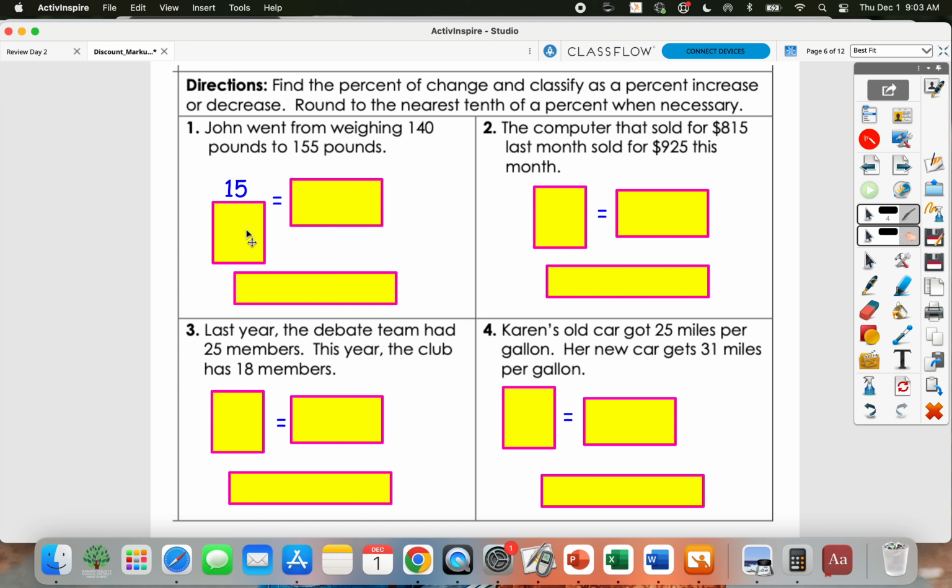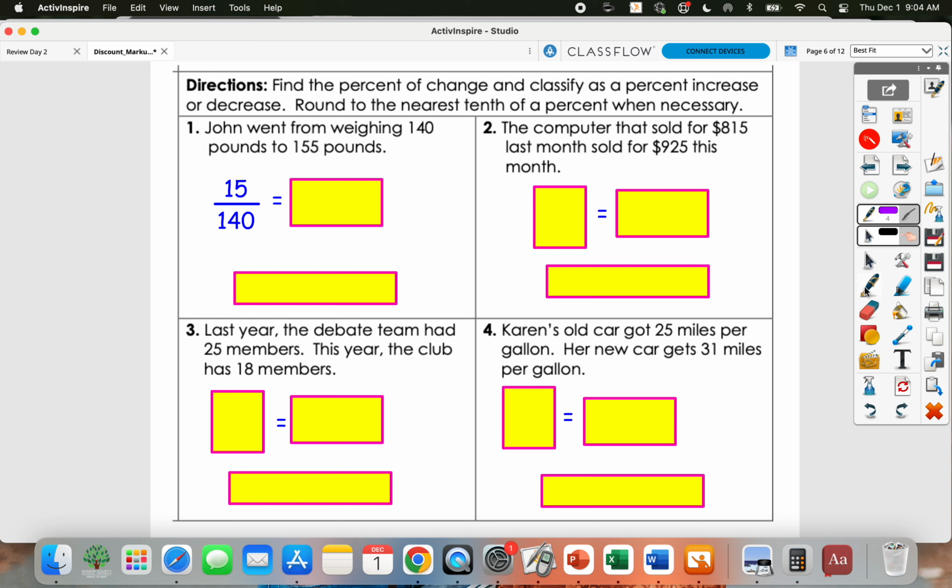So, that 15 needs to go over the original. What was his original weight? 140. Yeah, it is a percent increase, y'all, because his weight went up. When you divide 15 by 140, you get a really long decimal, and that's okay. So, when I divide 15 by 140, 0.107, 1428. Yeah. 10.7. Oh, I meant 10. So, I did that wrong.